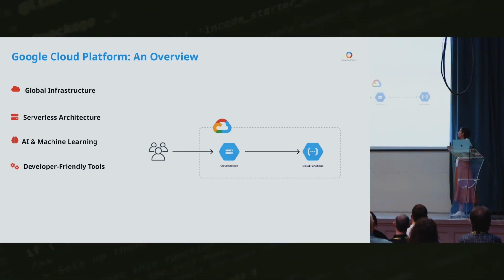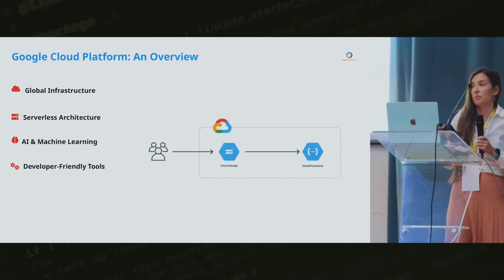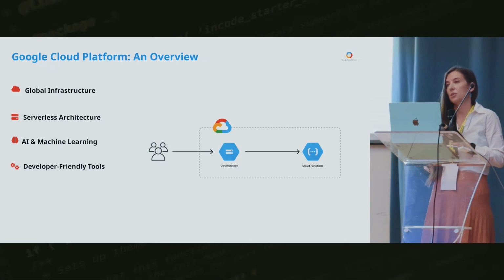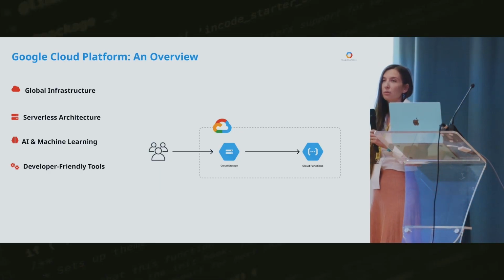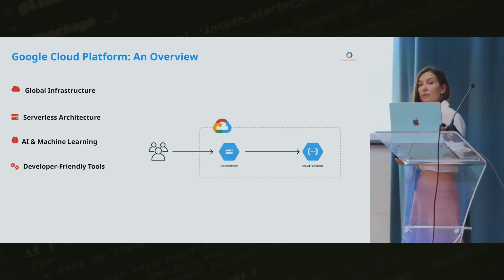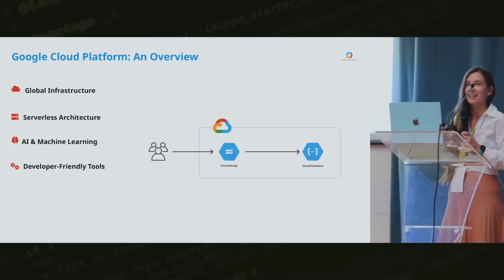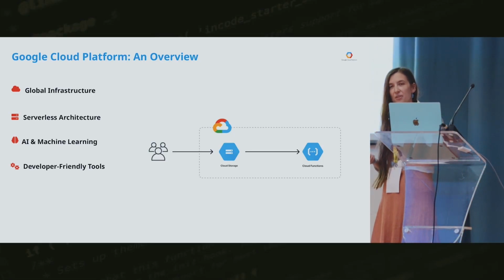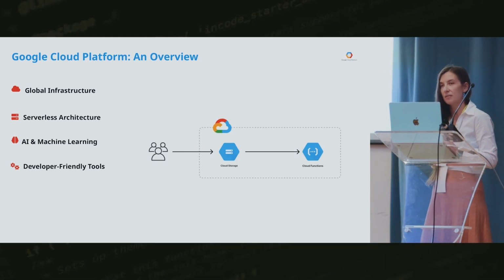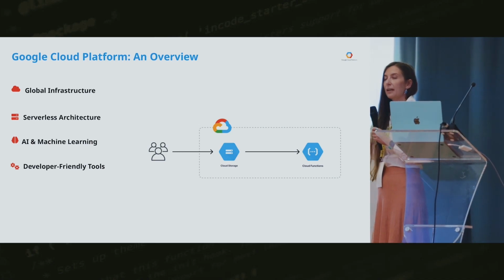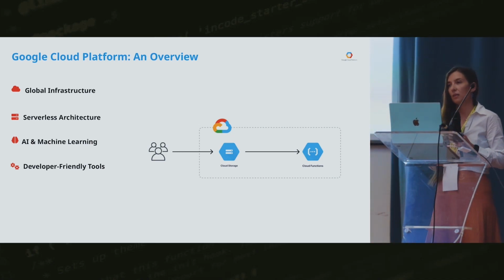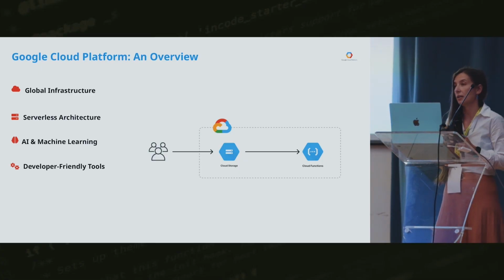So, why Google Cloud? It has global infrastructure. There are data centers all around the world. It can be used as a serverless infrastructure, so we can offload all that server provisioning, monitoring, and so on to Google Cloud. There are many AI and machine learning options that you can use to include AI in your WordPress projects.